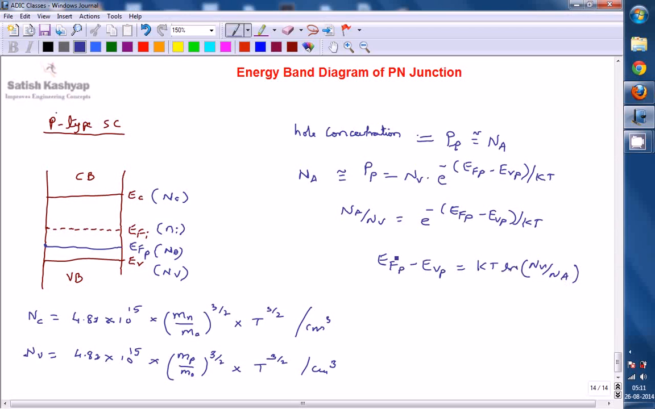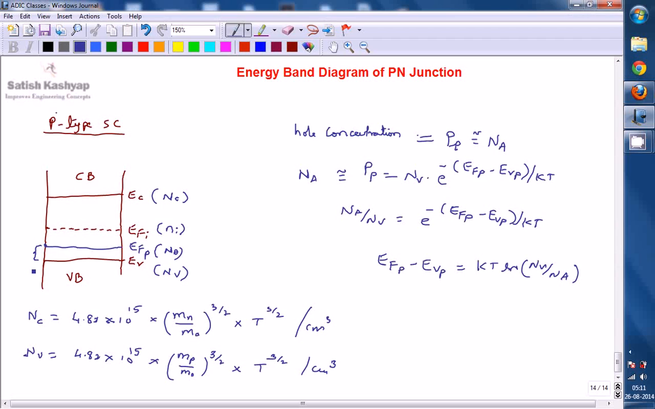This is a very important equation. EFP minus EVP can be written as the relative distance between the Fermi level of p-type and the valence band edge. So EFP minus EVP is simply the relative distance between the Fermi level of p-type and the valence band edge. So KT natural logarithm of Nv by Na.